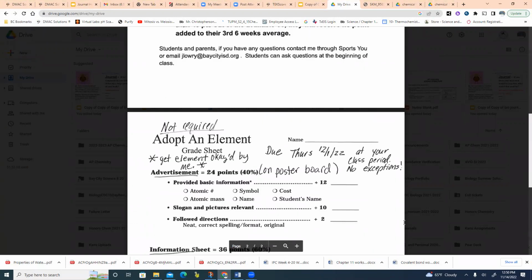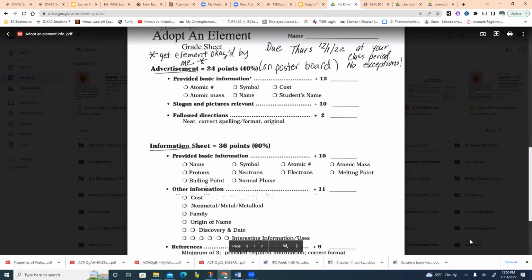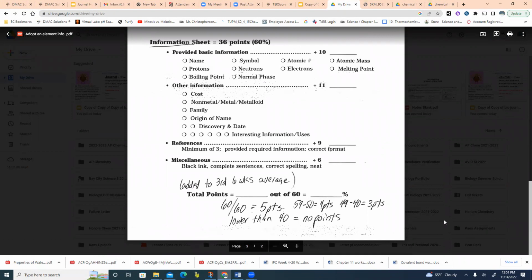If you flip over to the other side, a lot of that is just a repeat. It tells you when it's due, to be sure and get the element okayed through me, and that there are no exceptions as far as it being late. At the very bottom, it gives you the scale for getting your points. If it's perfect, you'll get 5 points added to your third 6 weeks. If you score 59 through 50, you're going to get 4, 49 through 43, and anything lower than that, you will not receive any points for it.